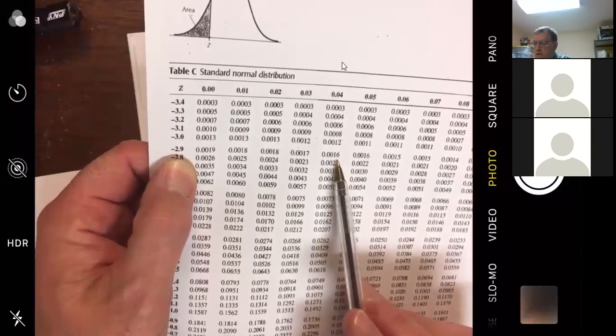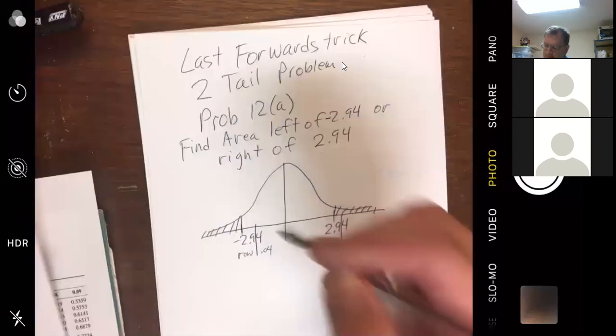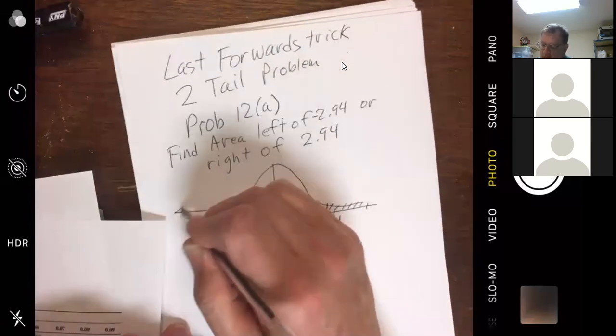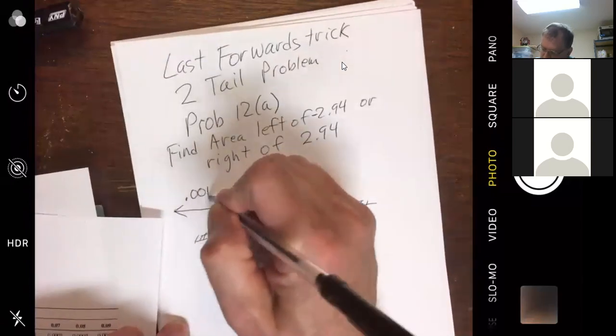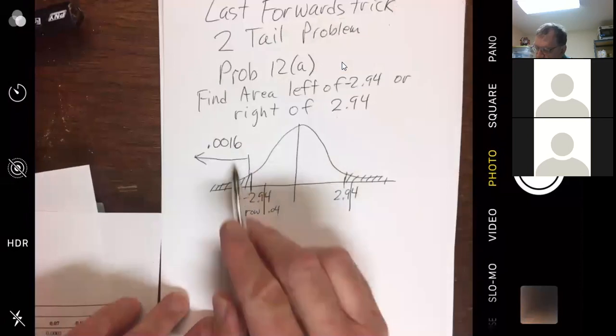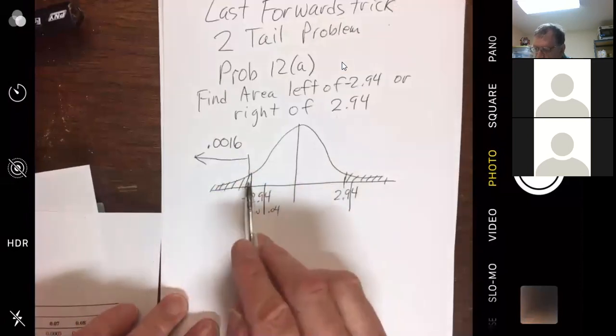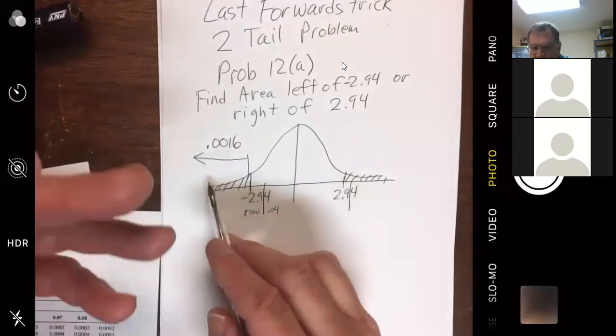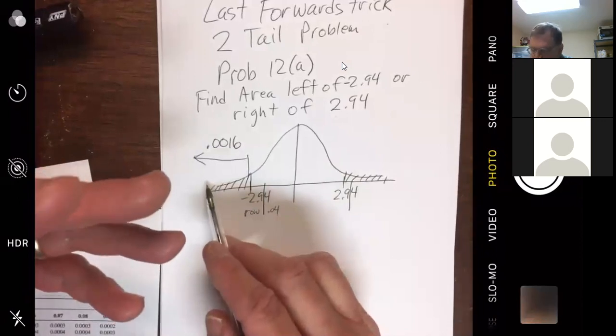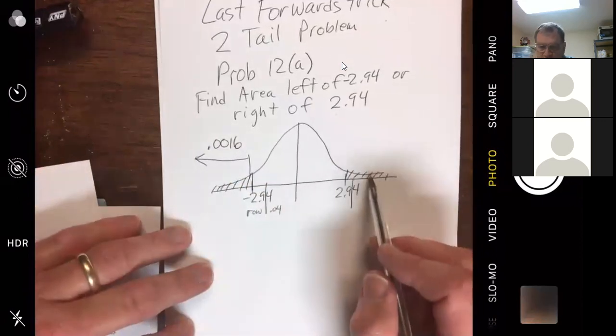I think 16. Remember, that's all the way left. Now you can tell, see, that directly matches up with this shaded region. That's part of my answer. But I got to come up with this.